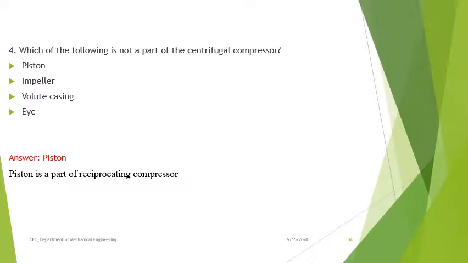The piston is a part of a reciprocating compressor. In the centrifugal compressor, there is a rotary motion. So here air gets pressurized because of centrifugal force.